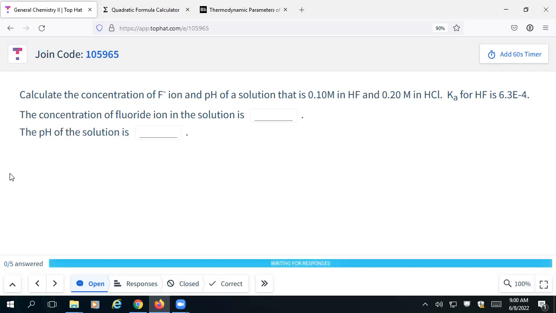We've got a hydrofluoric acid fluoride equilibrium system. Concentration of hydrofluoric acid is 0.1 molar. We are also told that there is 0.2 molar HCl present. Ka for hydrofluoric acid is 6.3 times 10 to the negative fourth. Now, you're not going to be able to use the Henderson-Hasselbalch equation here, and the reason is because we don't have a buffer system here.